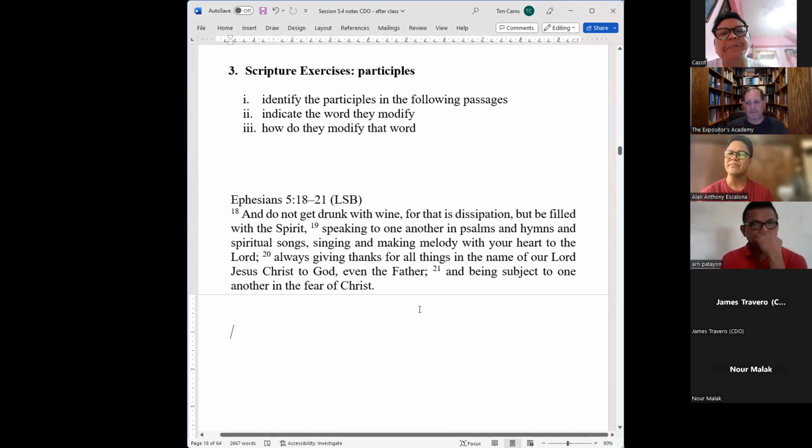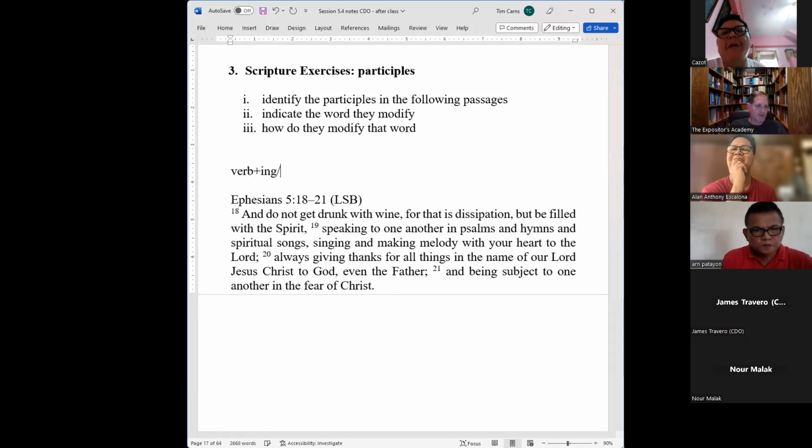Great, thank you. Okay, so let's take a look at this. We'll just look at it verse by verse, and I want to see if you guys can identify the participles here. So, Alan, you read the passage. I'll start with James. James, looking at verse 18, do you see any participles or possible participles there? Again, we're looking for a verb plus -ing or -ed. Do you see anything like that in verse 18?